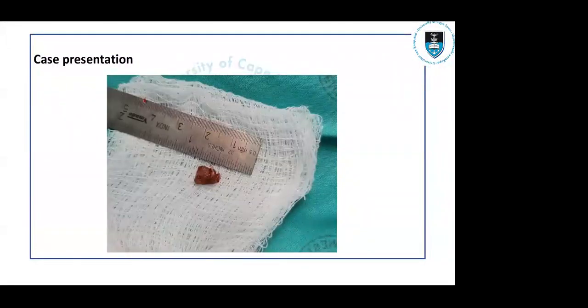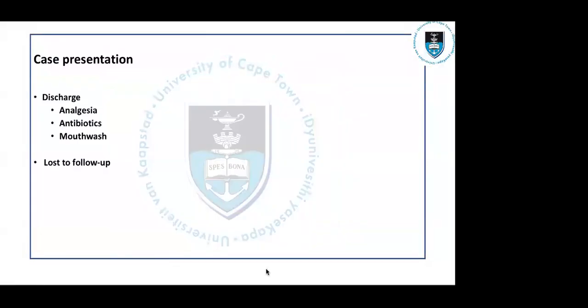So we took the patient to theater, and under general anesthesia, the right ventral surface of the tongue was incised vertically by about 1 centimeter, and blunt dissection was done. And we removed a rotten, foul-smelling tooth. The tongue cavity was washed copiously with betadine and saline. The patient was discharged the next day on analgesia, antibiotics, and a mouthwash. Unfortunately, the patient never returned for follow-up.